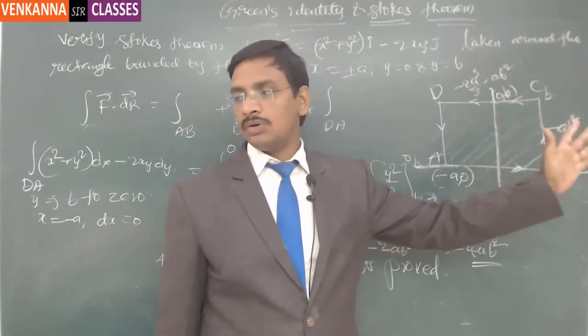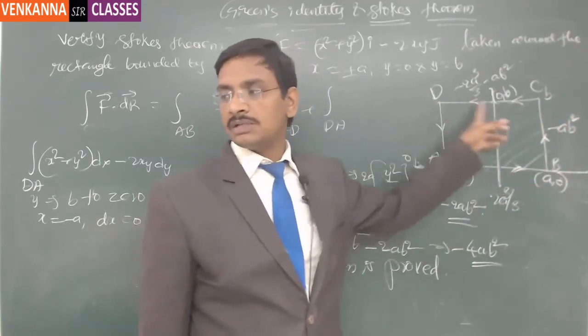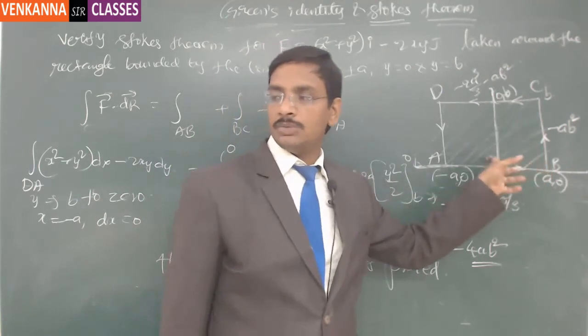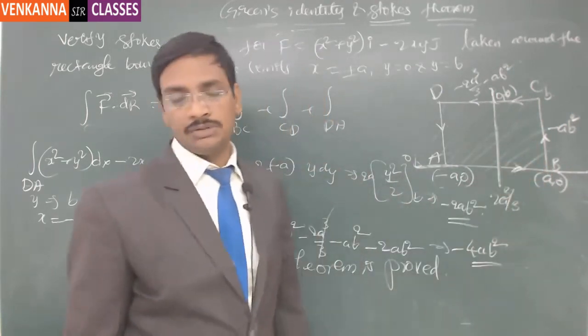If it is taken as an anti-clockwise direction line integral, the normal you have to take as outward. Suppose you take the clockwise direction of the line integral, then the normal has to be taken inside. That is the standard convention. Got it, Mohammed?